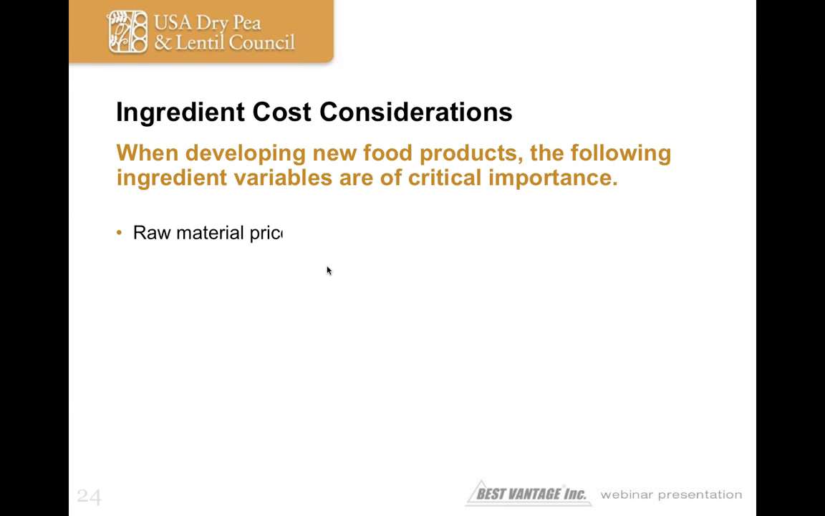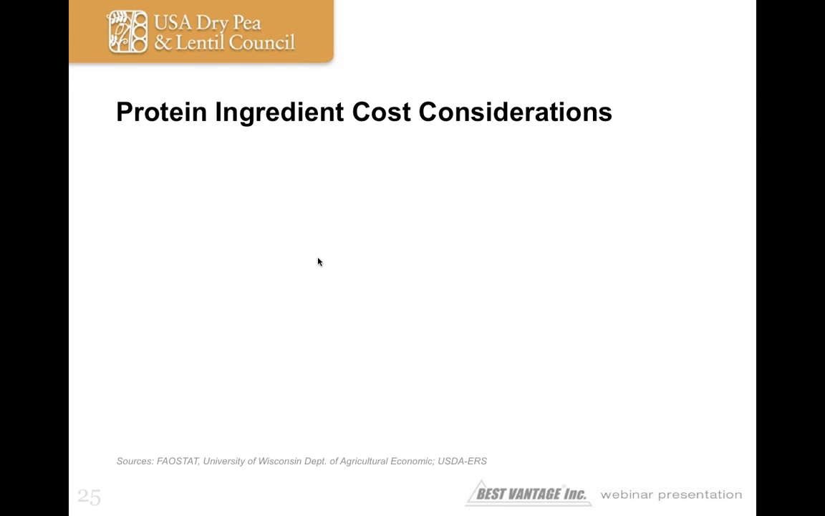Looking at ingredient cost considerations. When we develop new products, the following ingredient variables tend to be of critical importance. The raw material price. Any of you that deal with a purchasing activity within your companies will know that this is what keeps them up at night. Raw material price volatility, and that is the future impact of ingredient price fluctuations on the viability of your new product in the marketplace. And then raw material availability. We've talked a bit about raw material availability already.